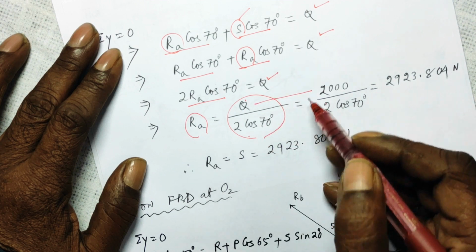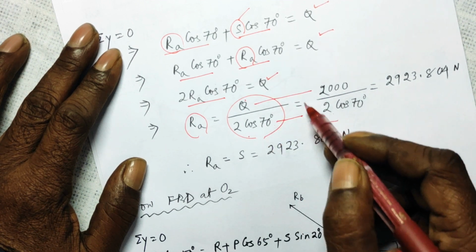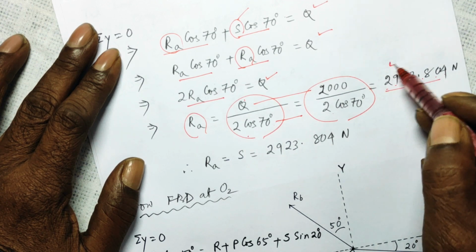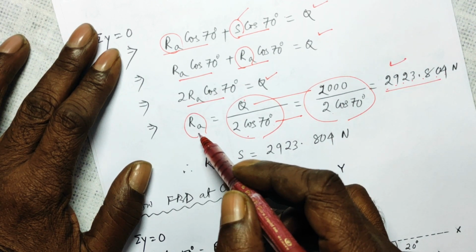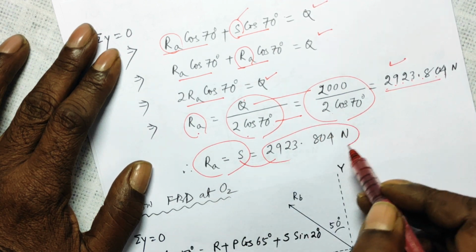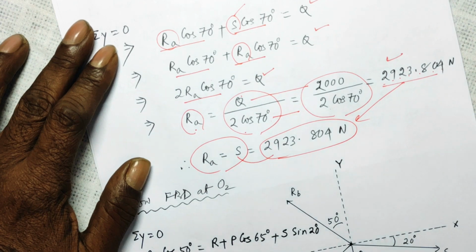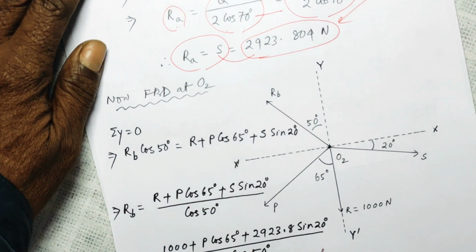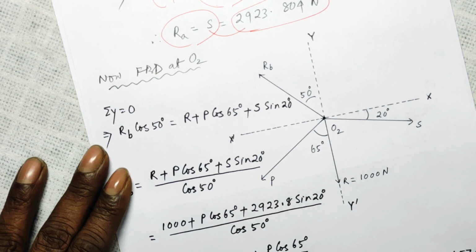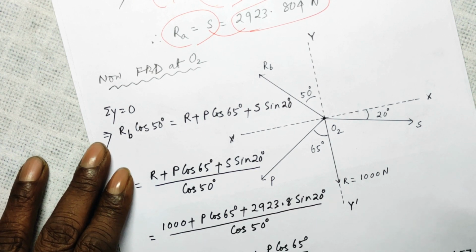Put the value of Q, which is given. Put the value of cos 70 in a scientific calculator. This comes out to be 2923.804 Newton. And since RA is equal to S, both are equal. So S is also equal to the same value, 2923.804. Now the free body diagram at O2. At O2, there are 4 different forces. Let me show you the original diagram.